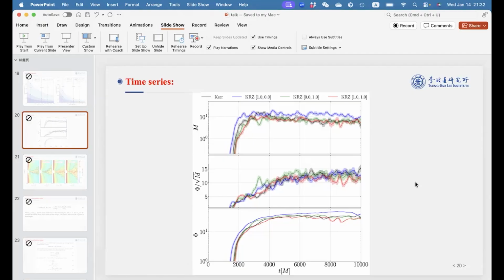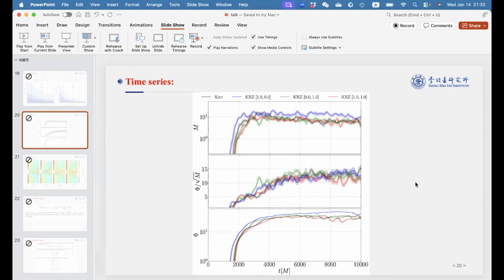Thank you. Any other questions? Yeah, I cannot see. I just have a very simple question. For me, this generalized solution should reproduce some features like the location of the horizon or the ergosphere of the black hole. So where are they for your KRZ metric? Where are the horizon and ergosphere?